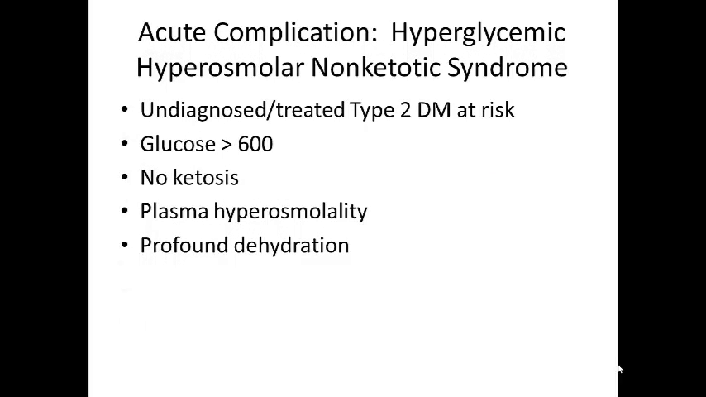A complication of type 2 diabetes is hyperglycemic hyperosmolar non-ketotic syndrome. A lack of insulin deficiency reduces the breakdown of fat, so ketones aren't present. So that's why it's typical in type 2 patients. It's exacerbated in stress, dehydration, or a major health event such as a heart attack.